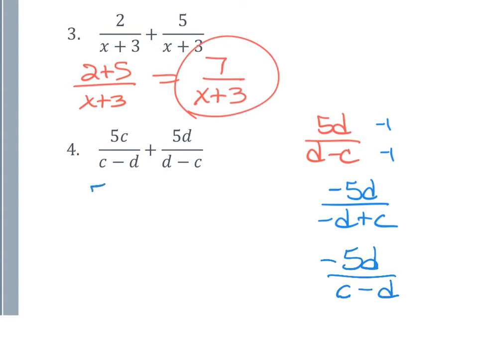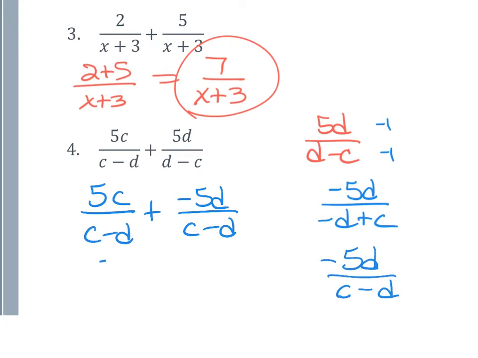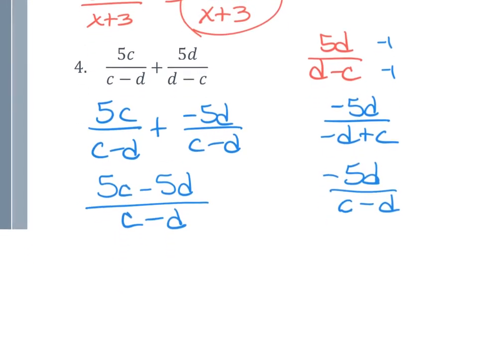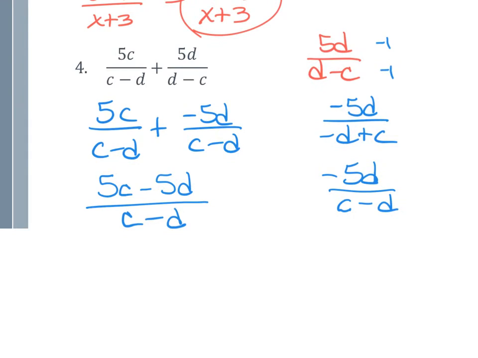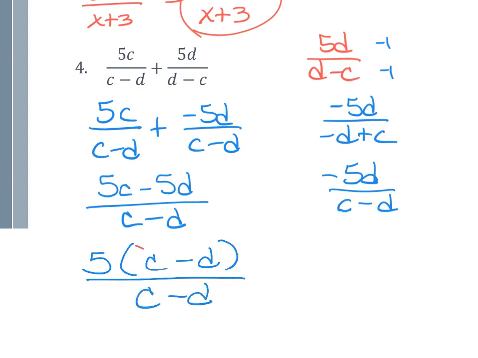So let me rewrite the first fraction. My newly transformed fraction with the common denominator. And now I can add the numerators. 5c minus 5d over c minus d. Again, remember in the R5a section, we need to simplify this fraction. So I need to reduce it. I can factor out a GCF of 5 out of the numerator. And now the c minus d's cancel. Final answer, 5.